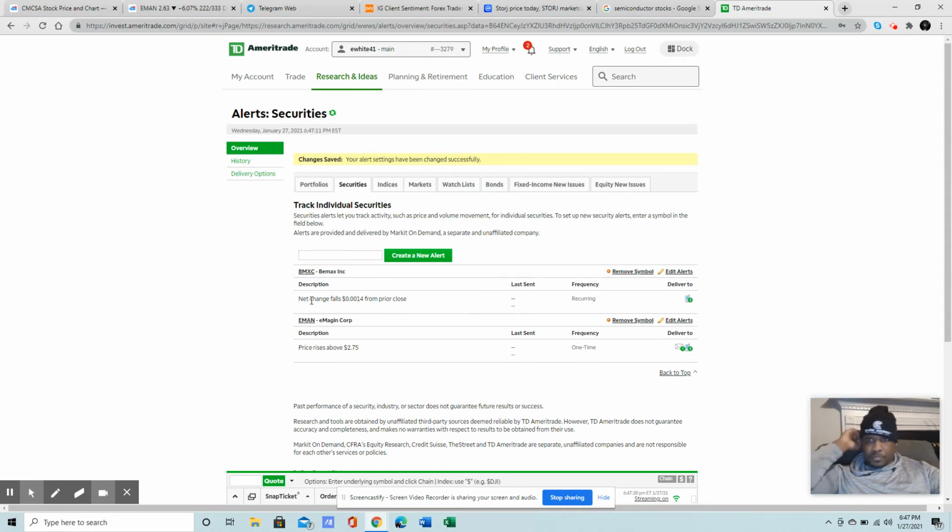All right, so we have that in play. Look at the description right here: price rises above $2.75. The frequency is just going to be one time. So this is where we'll be with this.